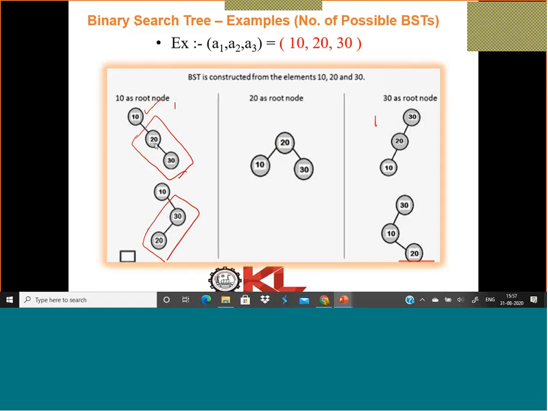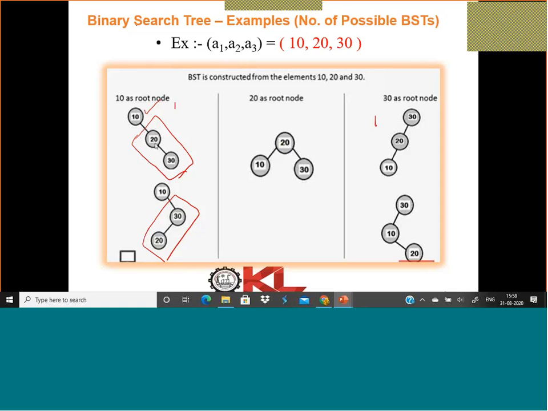So these are the 2 trees I am getting. Here, if I select 20 as the root element, any element lesser than 20 should be on the left side, and any element greater than 20 should be on the right side. Because there are only 3 elements, the left side contains 10 and the right side contains 30. So I can generate only one tree with the root equal to 20. Similarly, when the root is 30, I can generate another 2 trees, so I get a total of 5 trees.